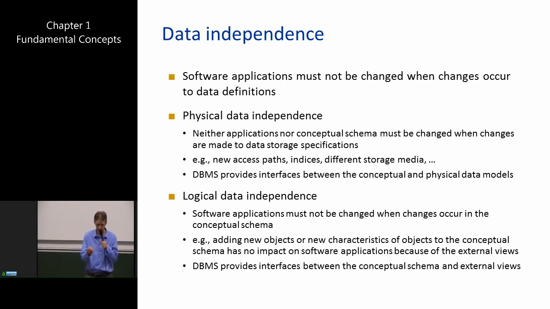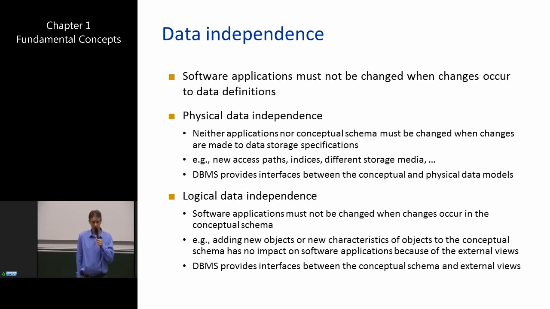Well, actually, physical data independence means that if you make those changes at the physical level, your applications will remain unaffected. They will keep on running. And if you're lucky, they will run faster. So by adopting physical changes, you can have physical data independence. Your applications will keep on running, and they might even run faster. And in order to achieve that, the DBMS is going to provide interfaces between the conceptual and the physical model.